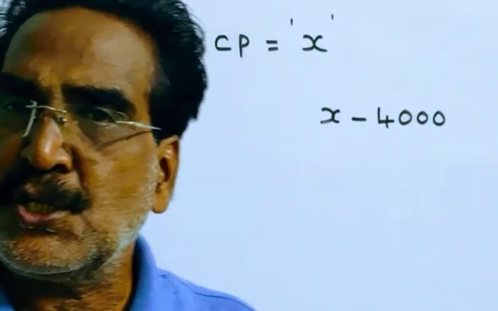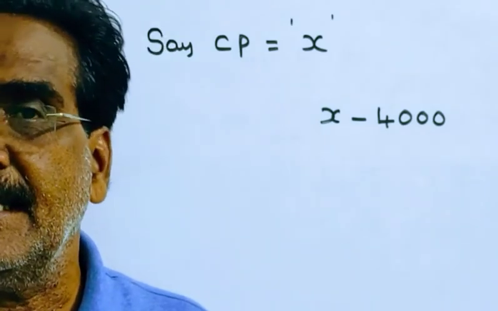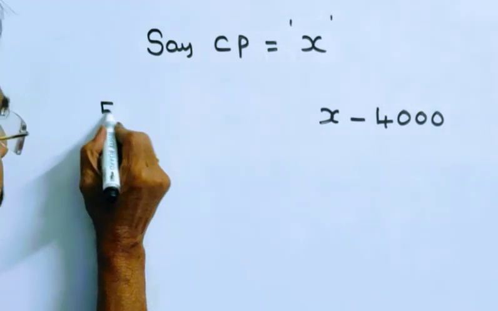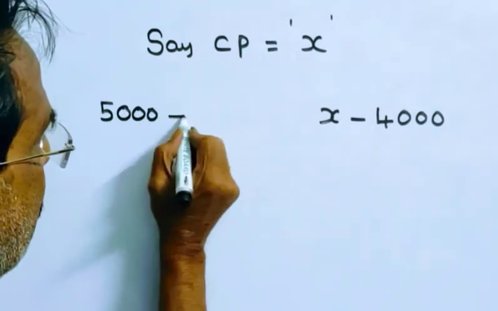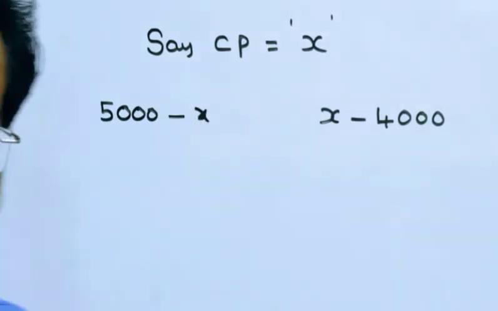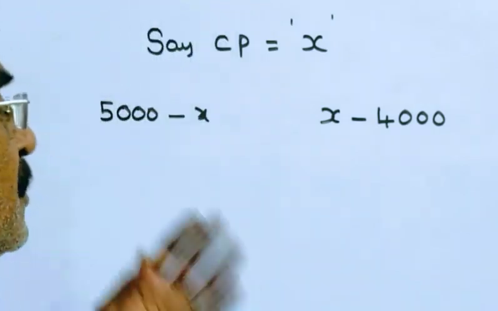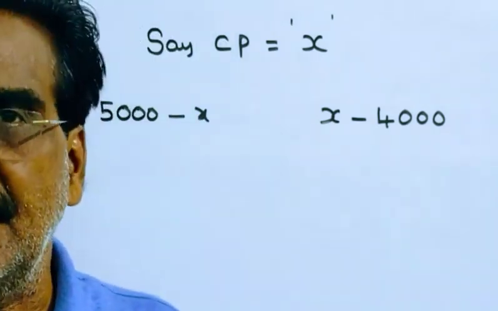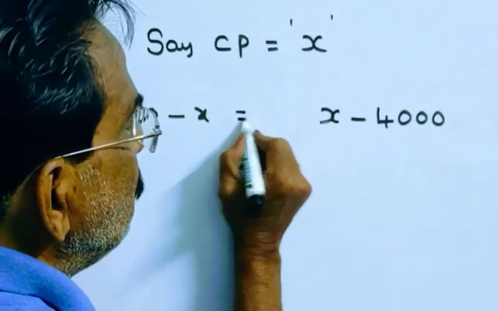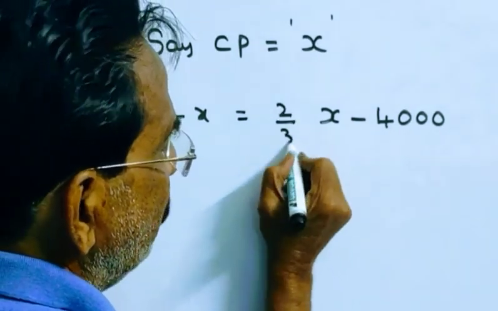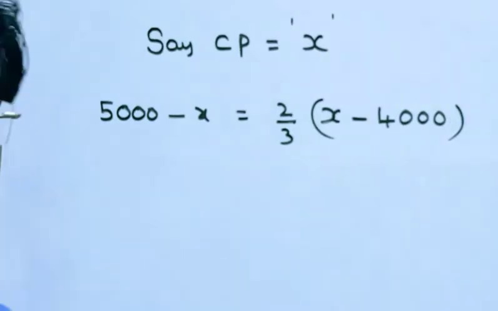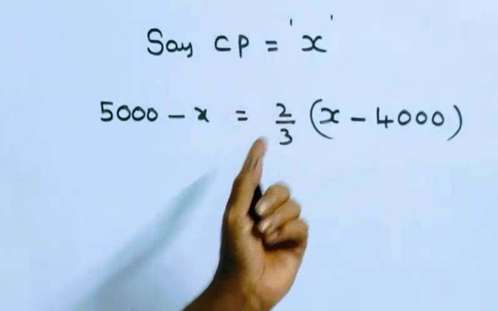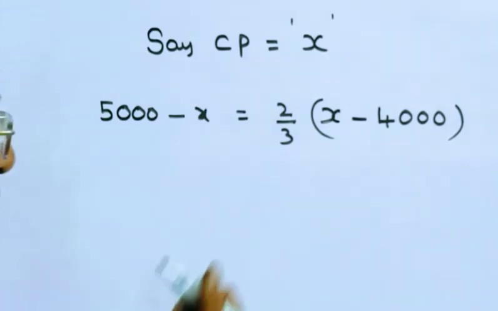Friends, if this watch is sold for 5,000 rupees, then the profit is sold price minus cost price. It is given that if the watch is sold for 5,000 rupees, then the profit is two-third of the loss when it was sold for 4,000 rupees. So this is the equation, friends, from which you can easily find the value of X.